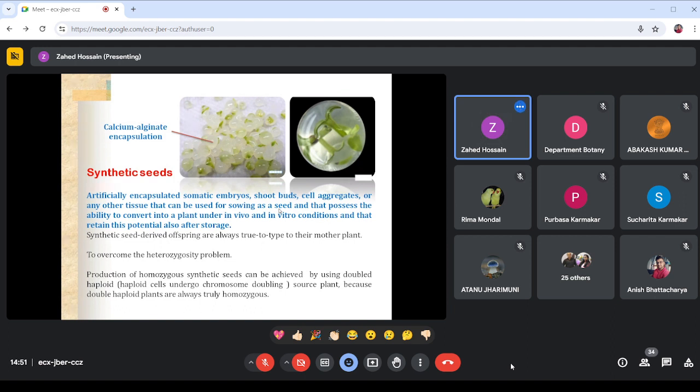These are called synthetic seeds because here the jelly is made up of calcium alginate. Within this capsule either a somatic embryo or a shoot bud may be present. That somatic embryo will germinate and grow into a new plant. So this is a possible application of plant tissue culture, where shoot buds or somatic embryos can be encapsulated using different chemicals.